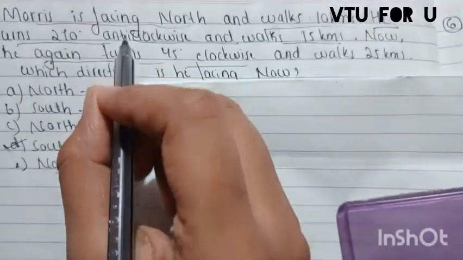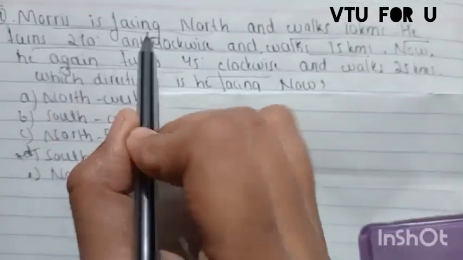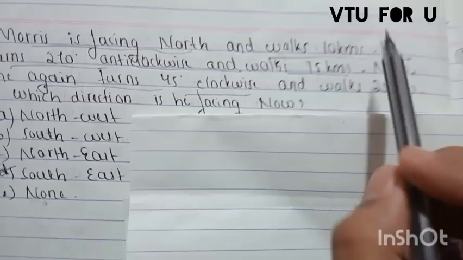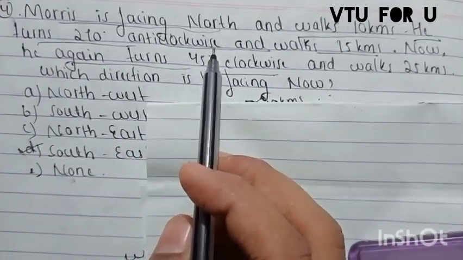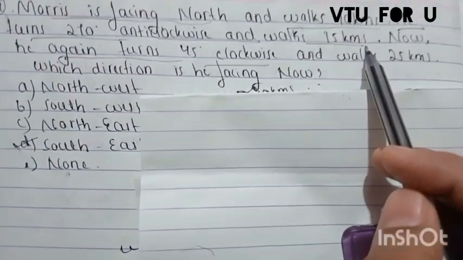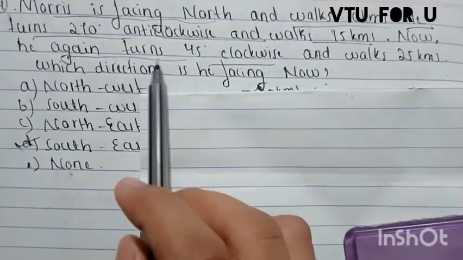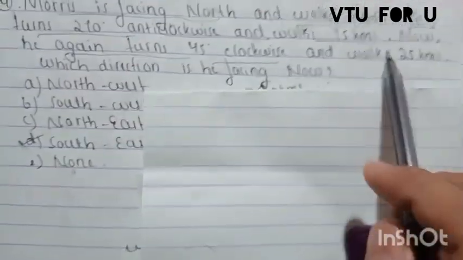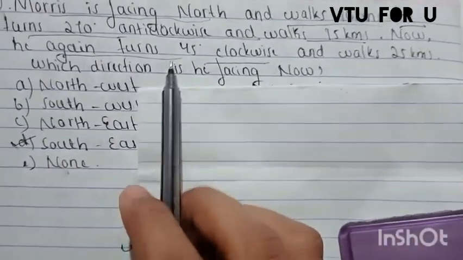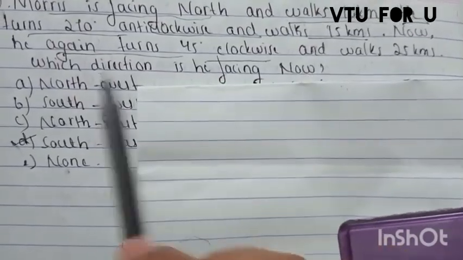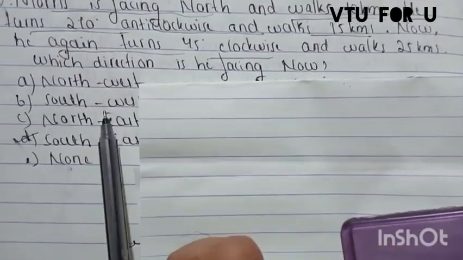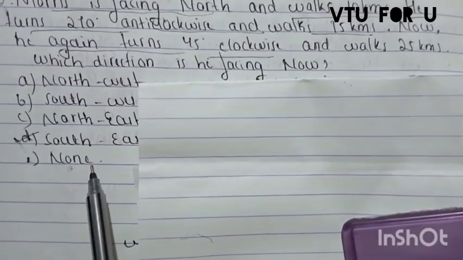Okay, let's move to the next question. Maurice is facing north and he walks for 10 kilometers. He turns 270-degree anti-clockwise and walks 15 kilometers. Now he again turns 45-degree clockwise and walks 25 kilometers. Which direction is he facing now? Options are northwest, southwest, northeast, southeast, none of the above.